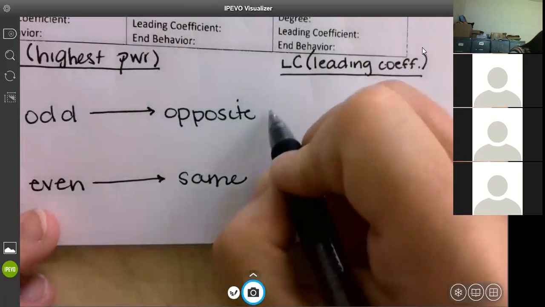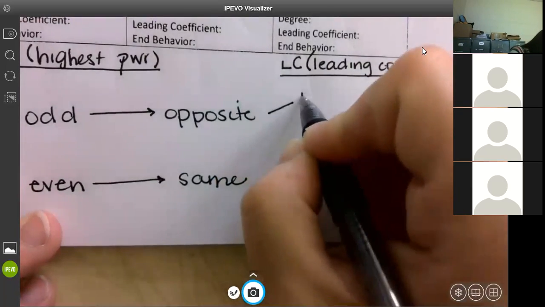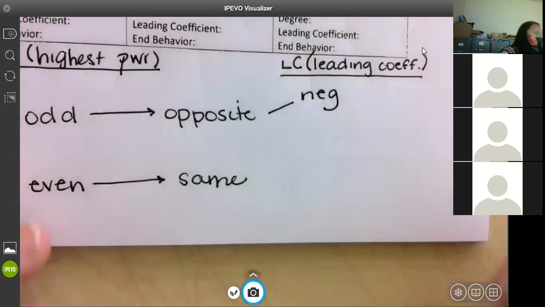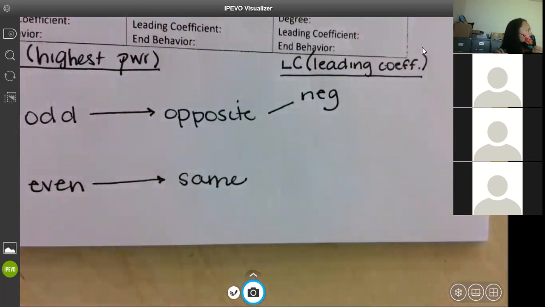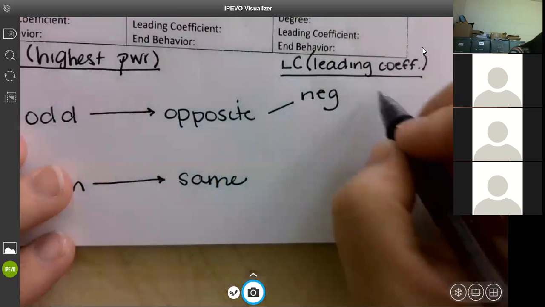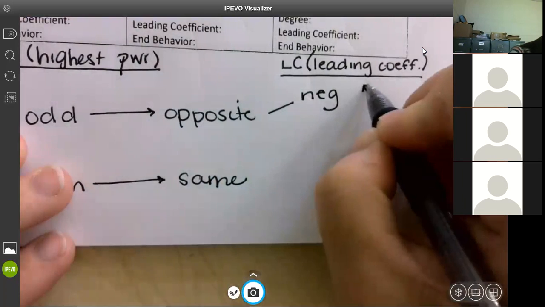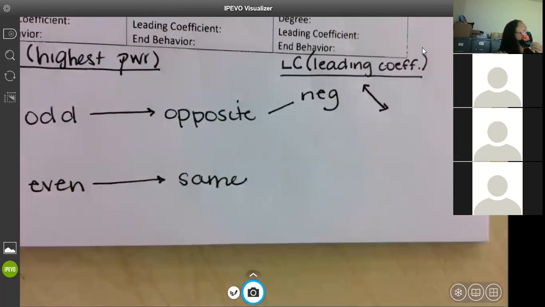If that leading coefficient is negative and it's an odd power, so opposite directions, and it's negative, then it's decreasing. That means the left will be pointing up and the right will be pointing down. So you don't have to graph these, okay? If you can remember this little cheat sheet chart, and you will by the time we finish today, okay, then you will be good to go.